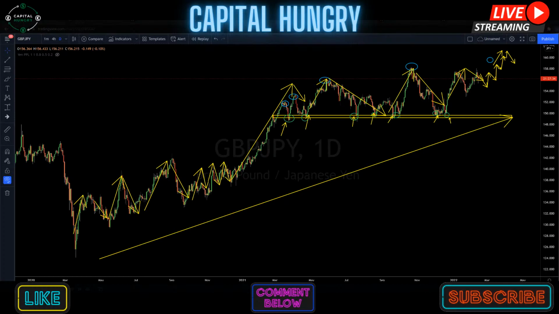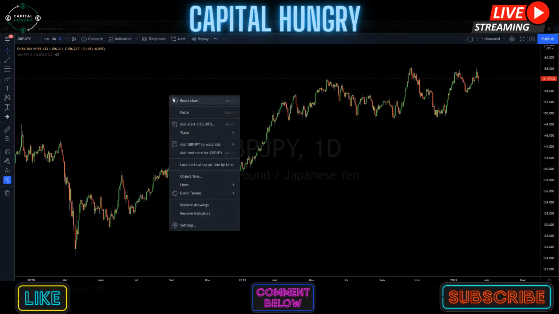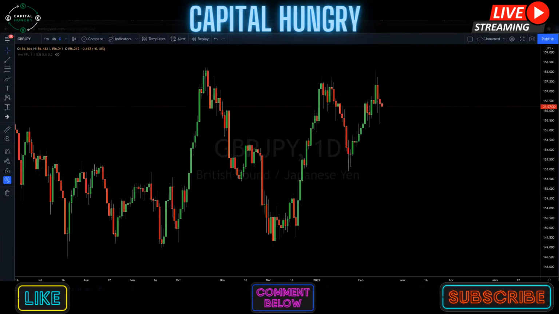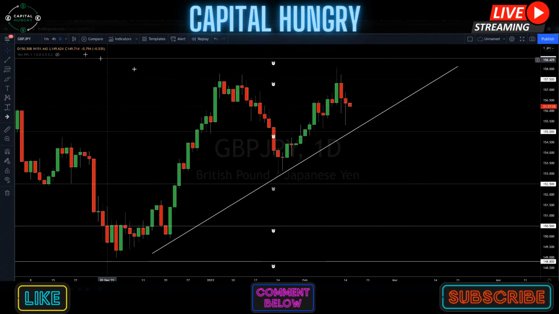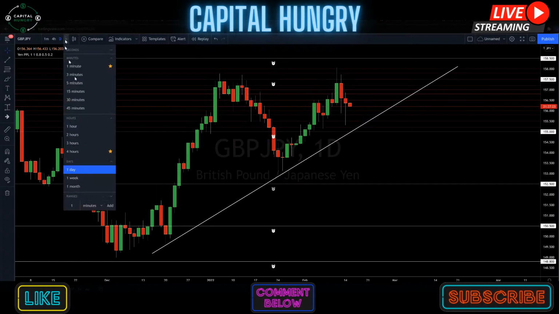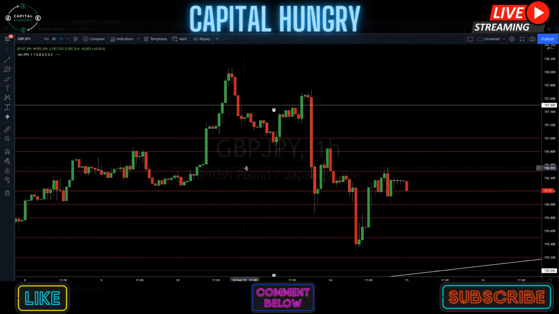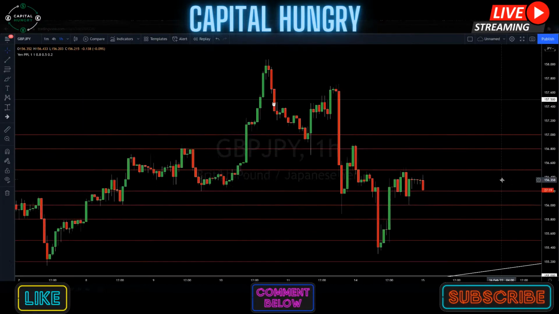I know, of course, the Bank of Japan wants a weak yen because it supports their import and export and brings them more revenue in terms of international business with other countries.